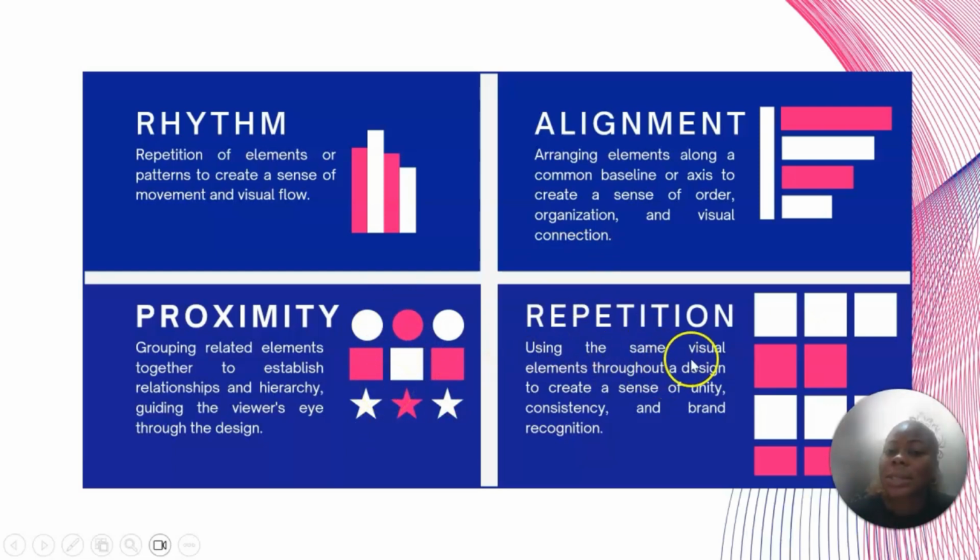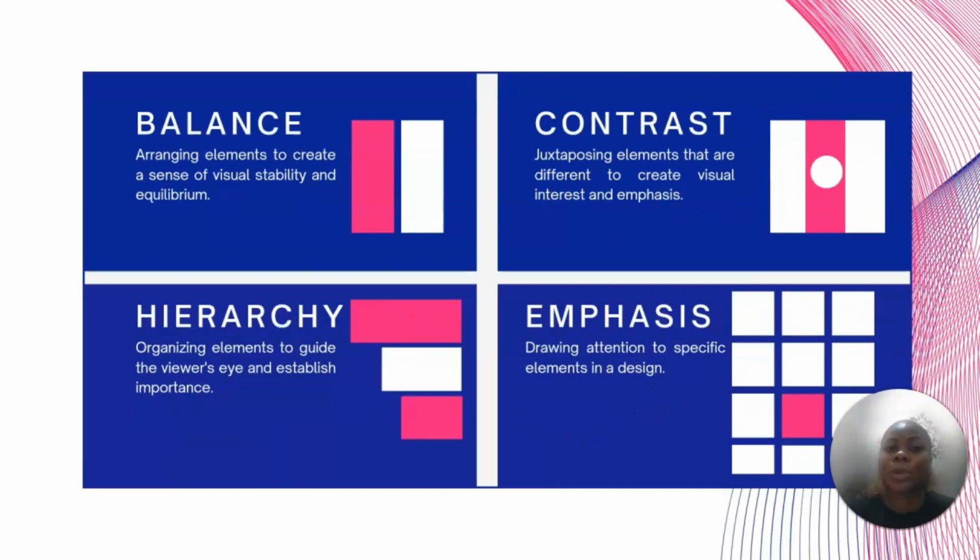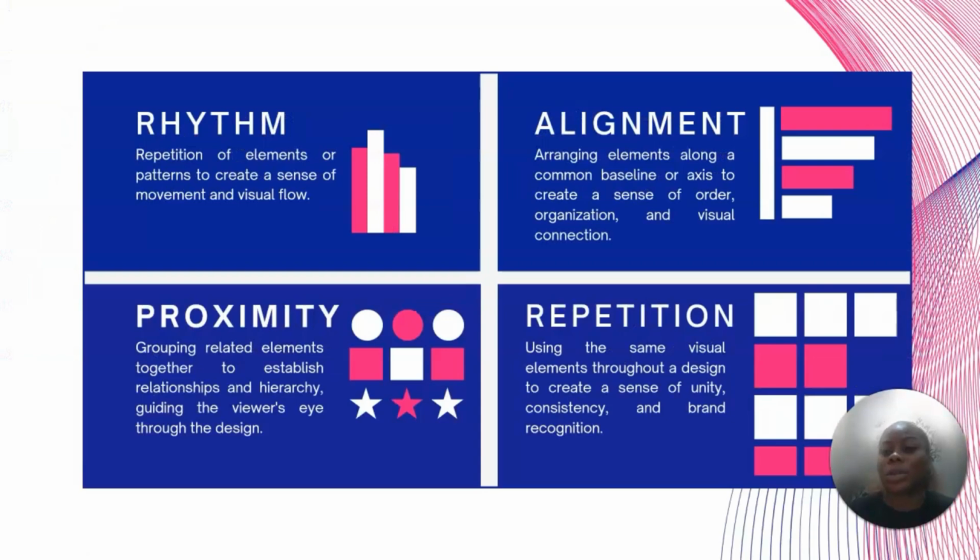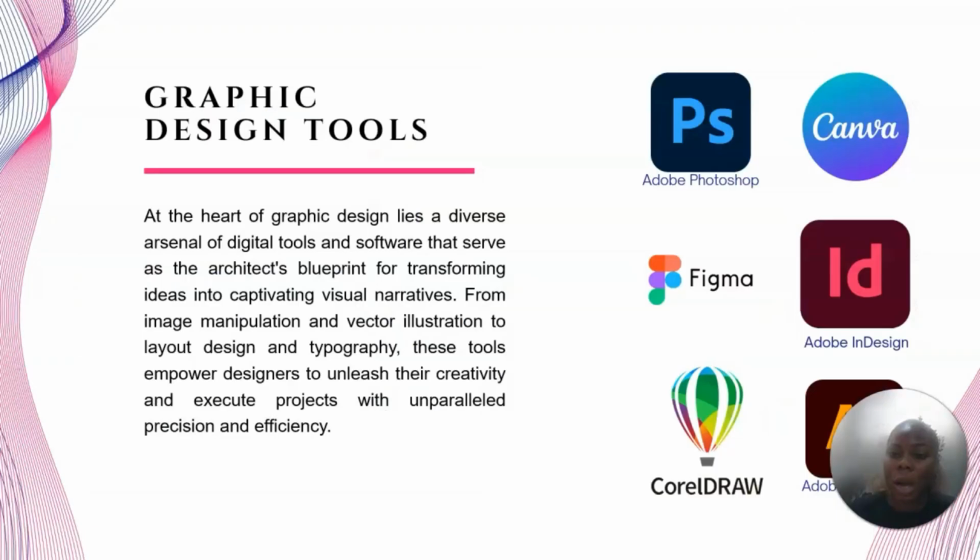The repetition is using the same visual element throughout the design to create a sense of unity and consistency and also brand recognition. So you see, an example of repetition is using a particular color or a particular shape or a particular logo or a particular text, but this just explains how it looks. If you see this particular explanation here, there's white, white, white, pink, pink, white, white, white, pink, pink. So you just have this sense of repetition. So those are the basic principles of design, which are 8, and we get to understand how to use them when we start our practical.